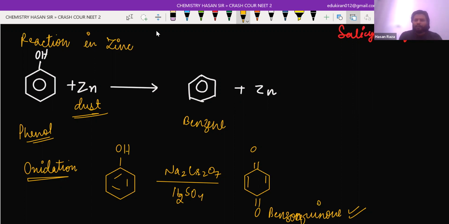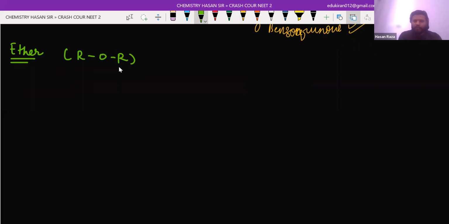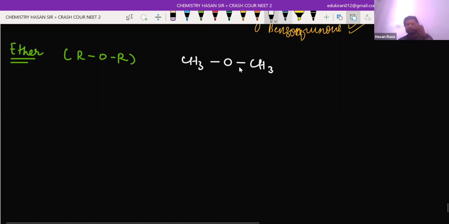So here our phenol is completed. Now we are going for ethers. So you know ether is ROR. So first of all, if I'm gonna give you a question, write the IUPAC name of this. Can you do this? What will be the name of this compound?